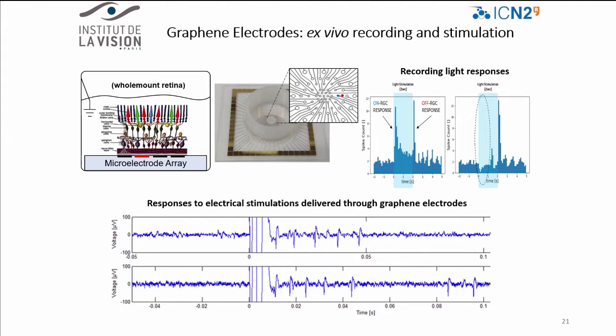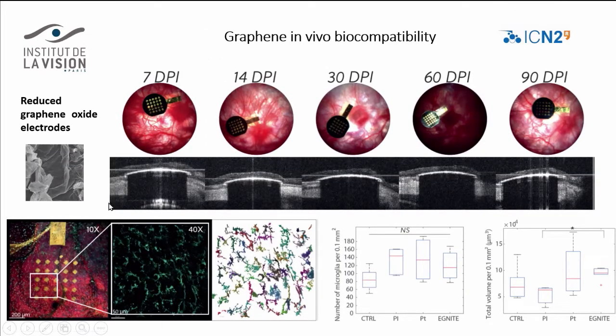So this was the first result that enabled us to go further, and we decided that we wanted to see whether we can have a more complex design. That's why we then introduced reduced graphene oxide electrodes. The idea is that if we want to stimulate safely, we need a higher developed structure. So that's why we add these special electrodes.